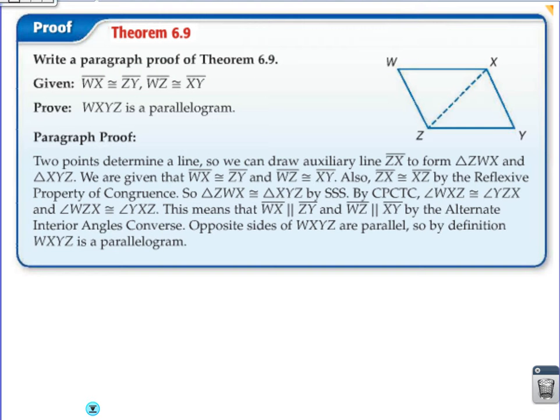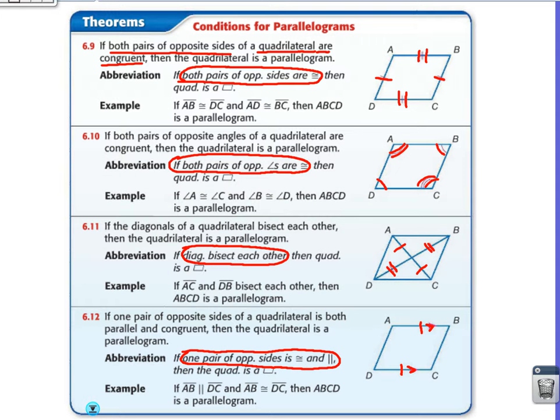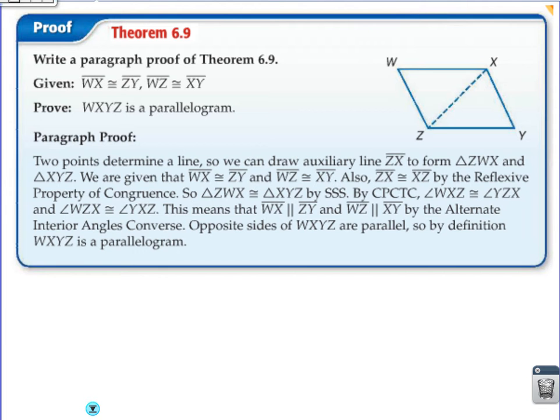So that's your conditions for a parallelogram. Let me go back to that. If you want to prove that something is a parallelogram, well, you could use the definition and prove opposite sides are parallel. Or you can prove that opposite sides are congruent. Or you can prove that opposite angles are congruent. Or you can prove diagonals bisect each other, or you can prove that one side is both congruent and parallel. There's your conditions for a parallelogram.